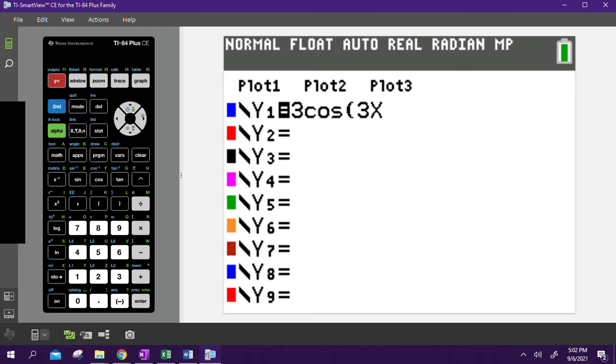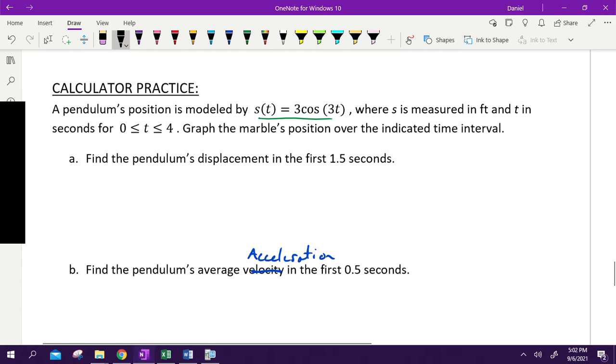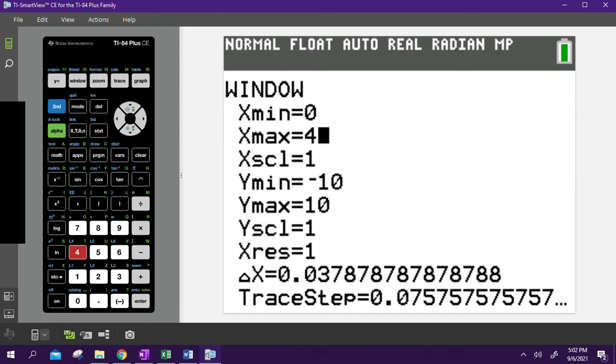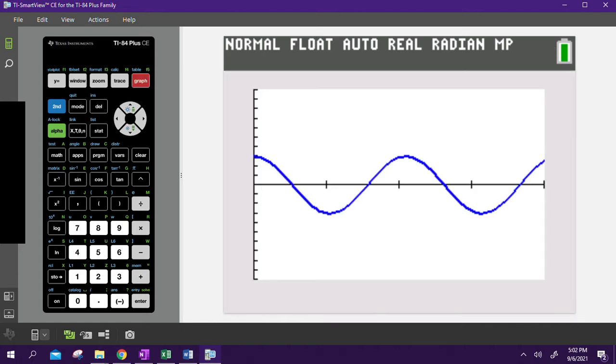We're going to type in that equation, 3 cosine 3x. Type that thing in. It said we want to look on the seconds from 0 to 4. So let's hit the window button. And we want to change the x minimum to 0 and the x maximum to 4. So x and t, time, are going to be the same variable here. So from 0 to 4, let's hit graph. Cool. There's my graph right there.